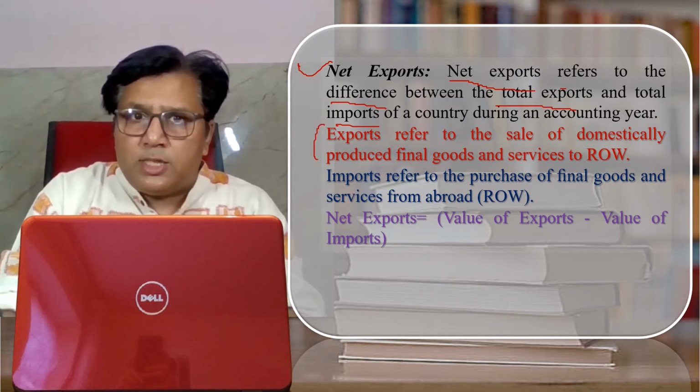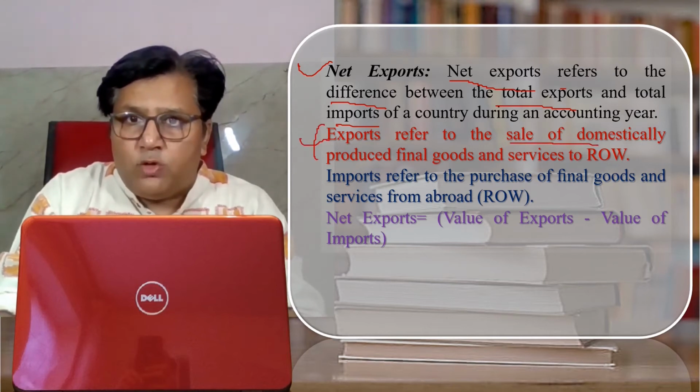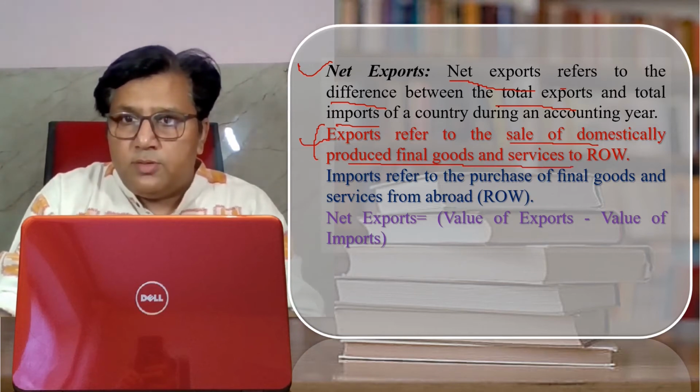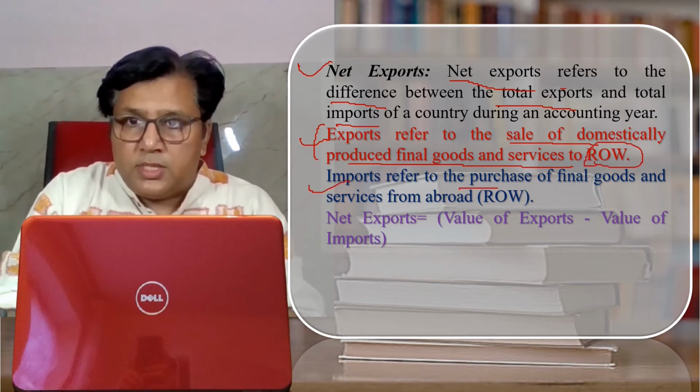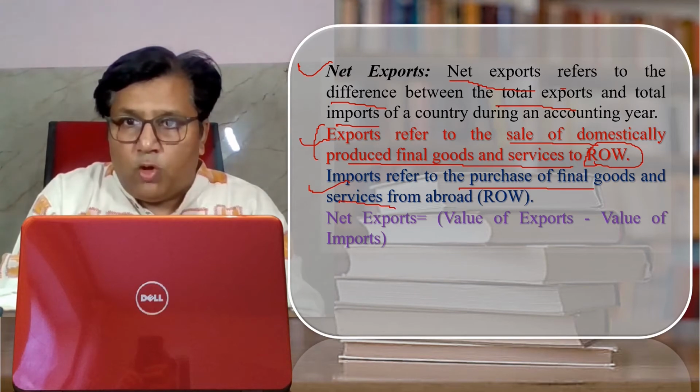The question is, what is export? It refers to the sale of domestically produced final goods and services to rest of the world. RoW means rest of the world. And import means what? It means purchase of final goods and services from rest of the world. Here we consider net export. It means value of export minus value of import.